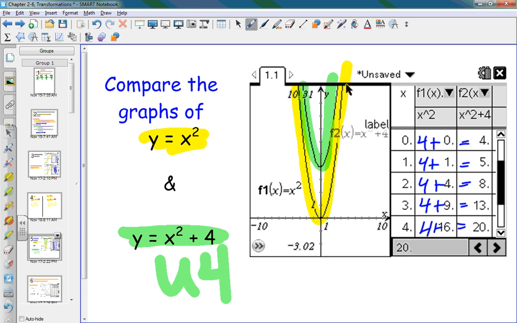So 4 plus 0, is that 4? Yes. 4 plus 1, is that 5? Yes. 4 plus 4, is that 8? Yes. So did the y values change? Which means this is going to be a vertical shift.